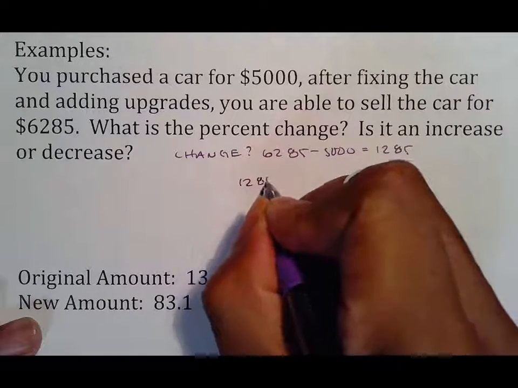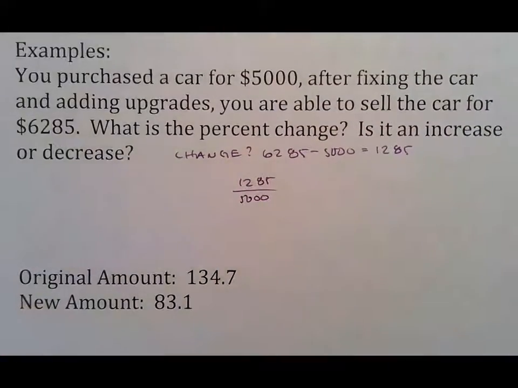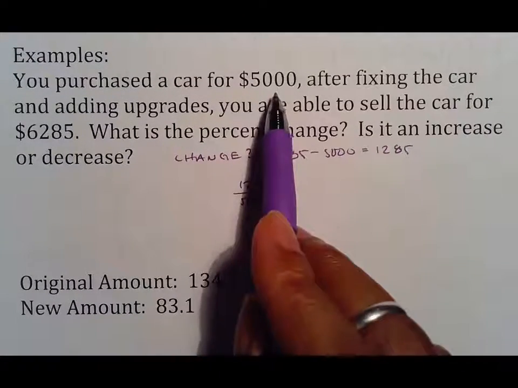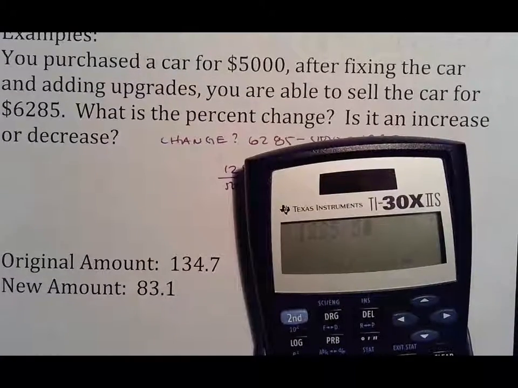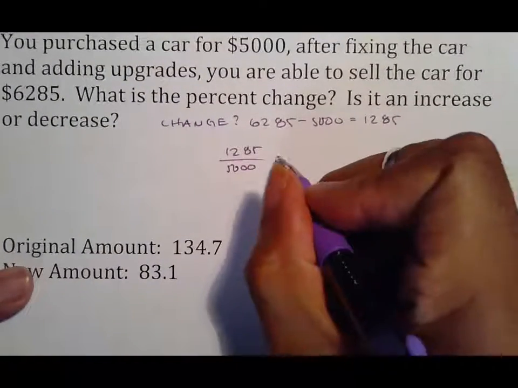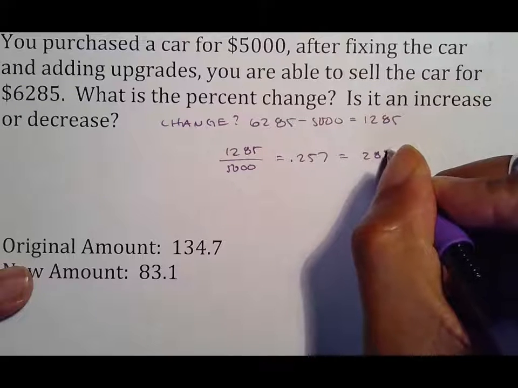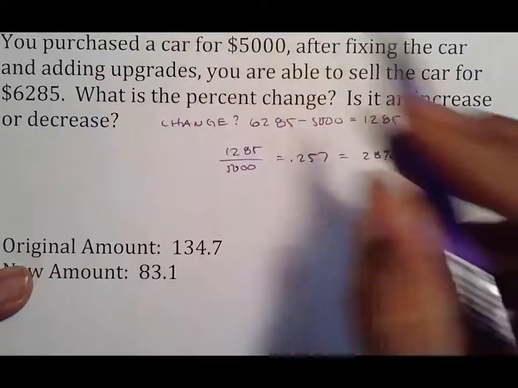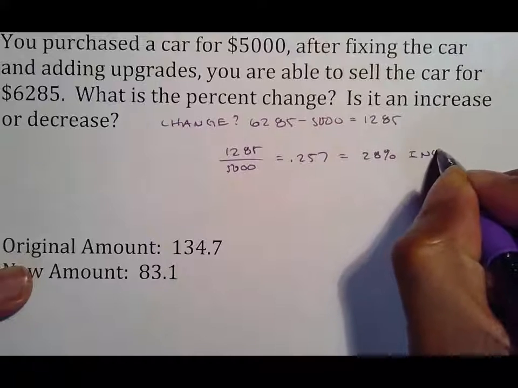So we would put 1285 over your original purchase, which was $5,000. That is the part where people mess up, is they put it over the wrong number. You have to read the problem and say, this is what I bought it for. That's what I have to divide by. So 1285 divided by 5,000 is 0.257, which you could say is 26%. And if you bought it for this much and sold it for that much, that would be an increase.